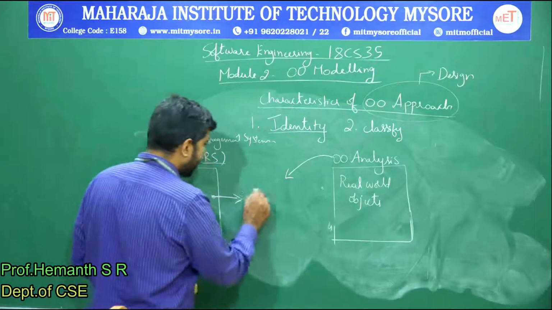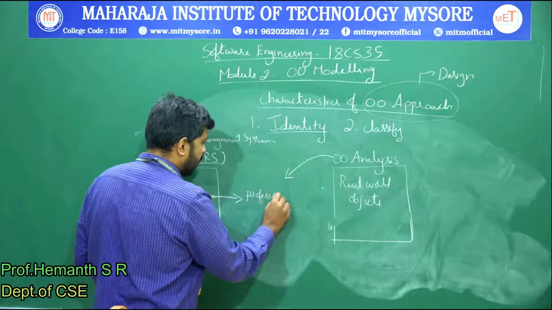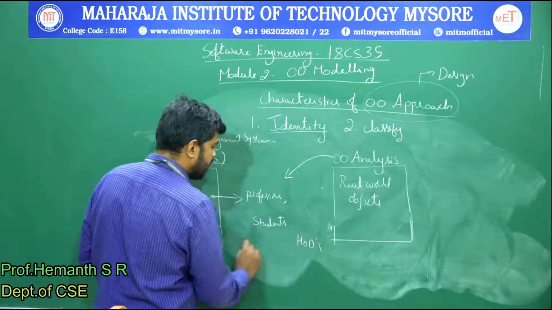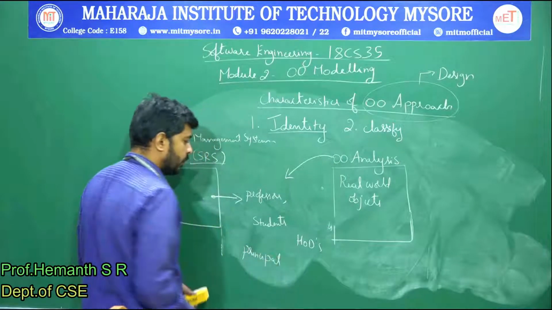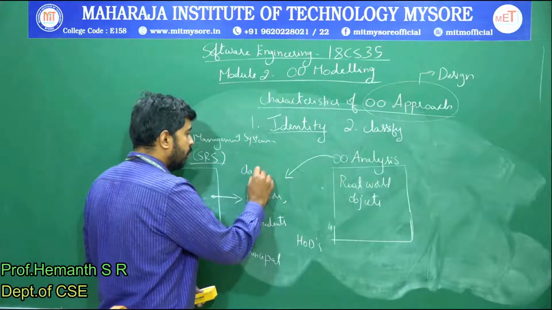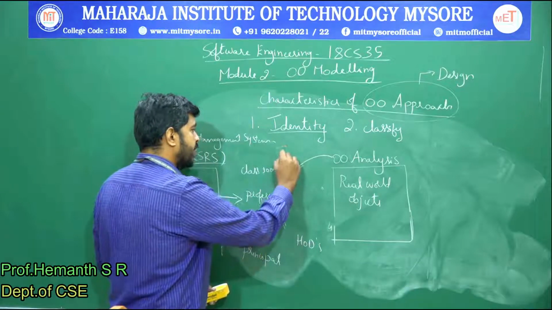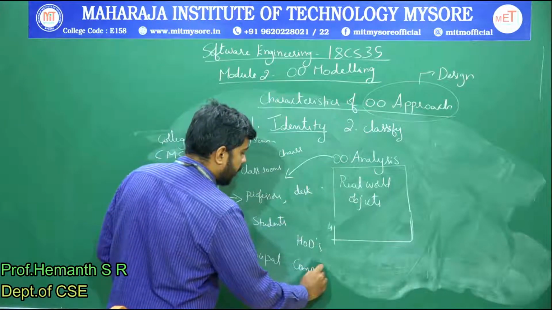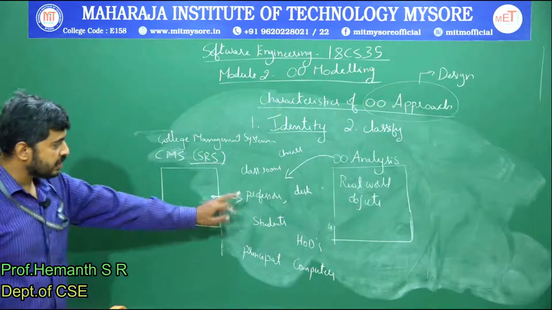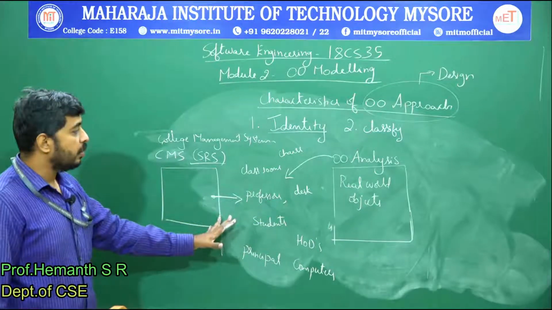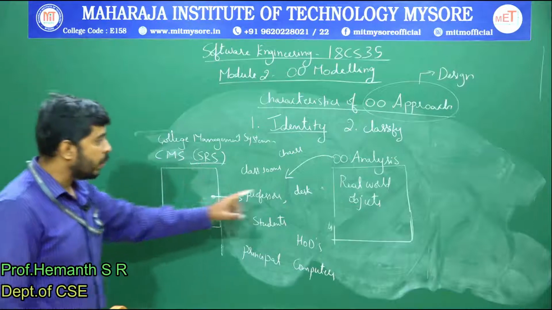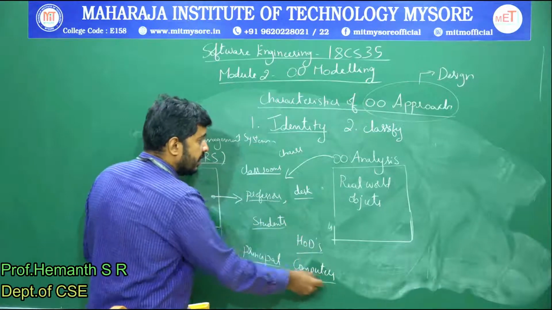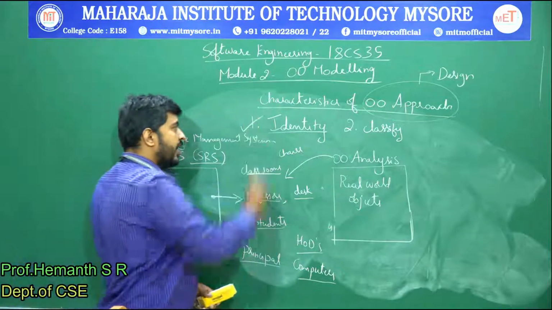It may typically be professors, maybe students, even HODs, principal, maybe classrooms, maybe chairs, desks, computers. Please note, these are the real world objects that have been extracted by the analyst from the SRS during OO analysis. Each and every entity that you are seeing here is a real world object. We have identified it, identification is done.